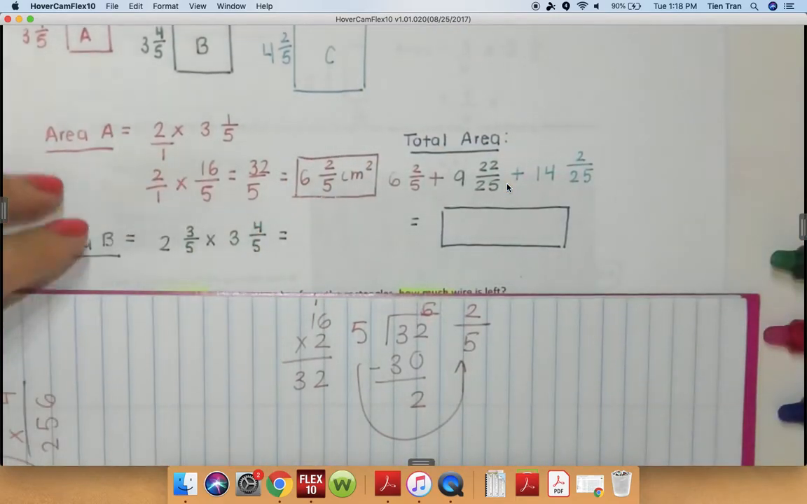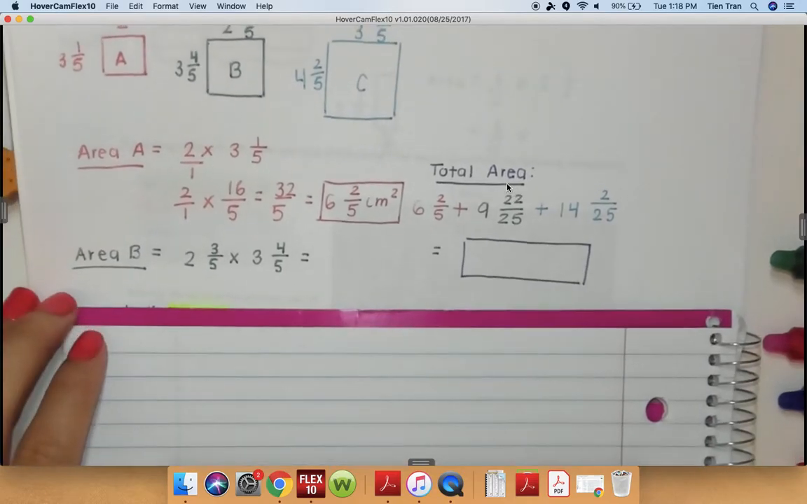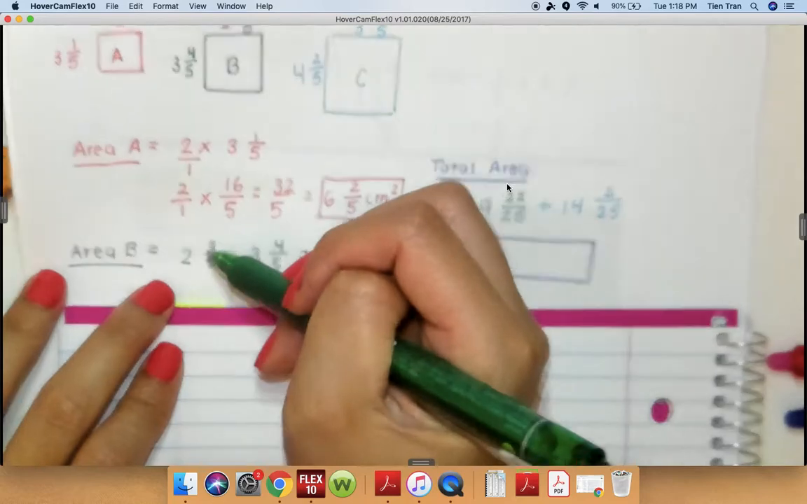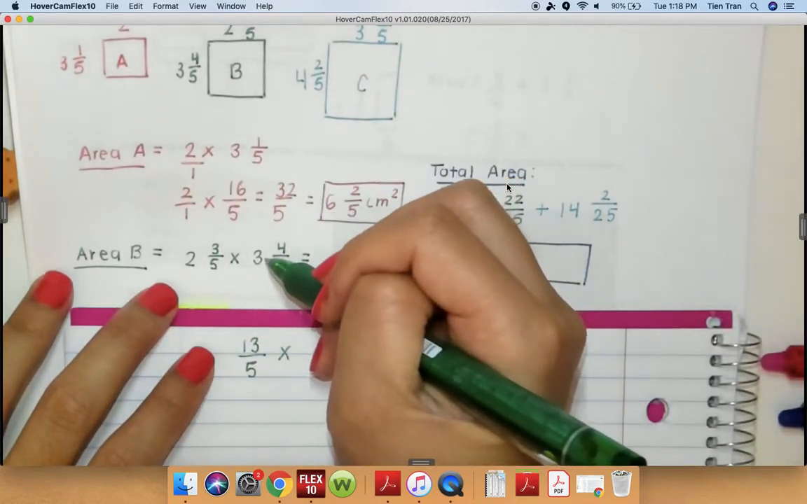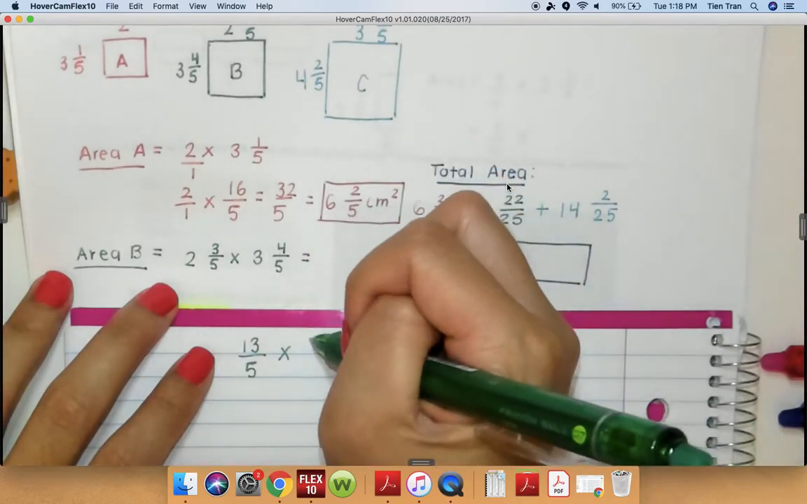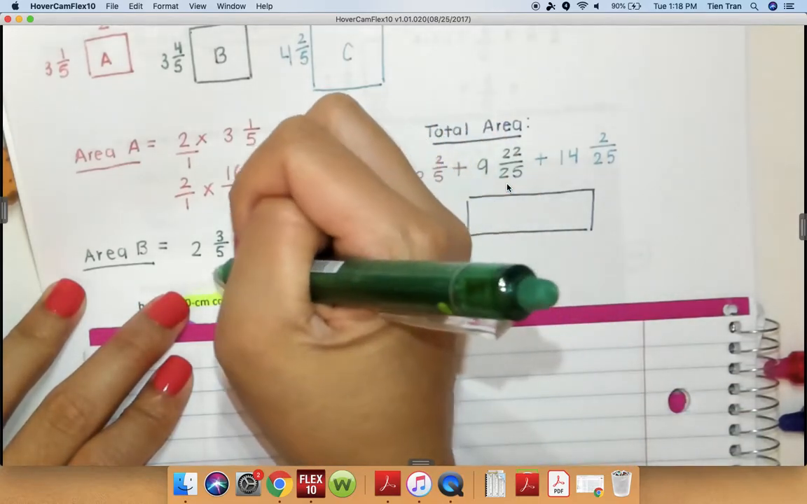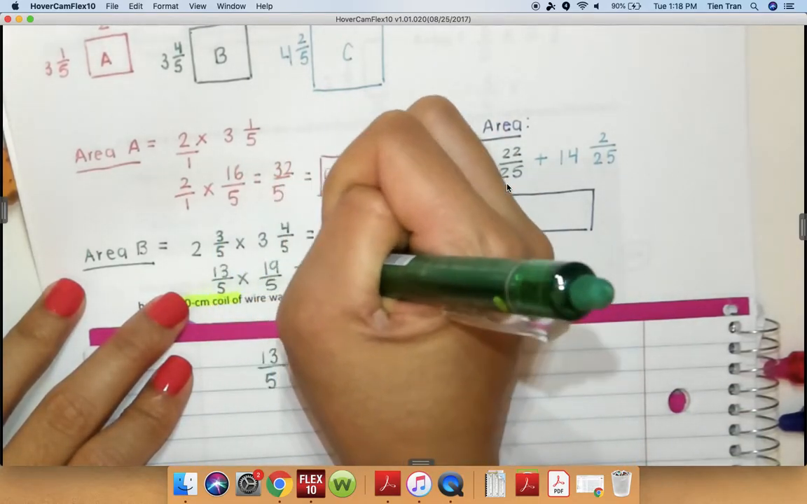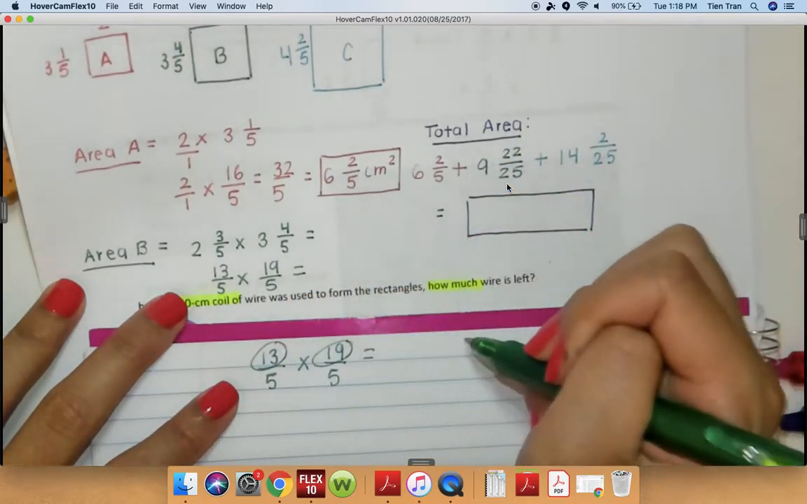Okay, now I'm going to solve for area B. So for area B, I have 2 and 3/5. 5 times 2 is 10, plus 3 is 13 over 5. 3 times 5 is 15, plus 4 is 19 over 5. So what I have here is 13/5 times 19/5 is equal to, so I'm going to multiply 13 and 19 together.